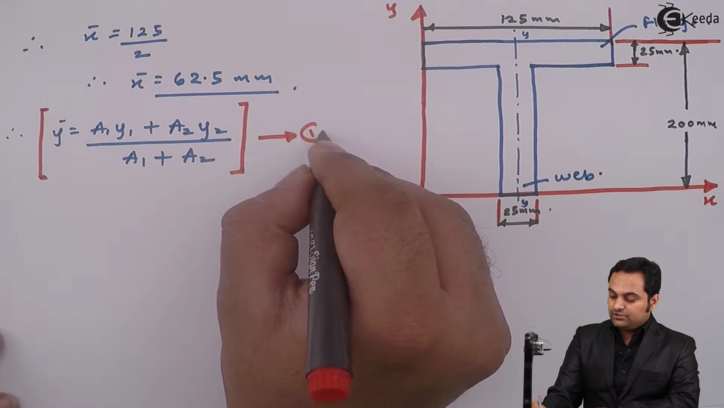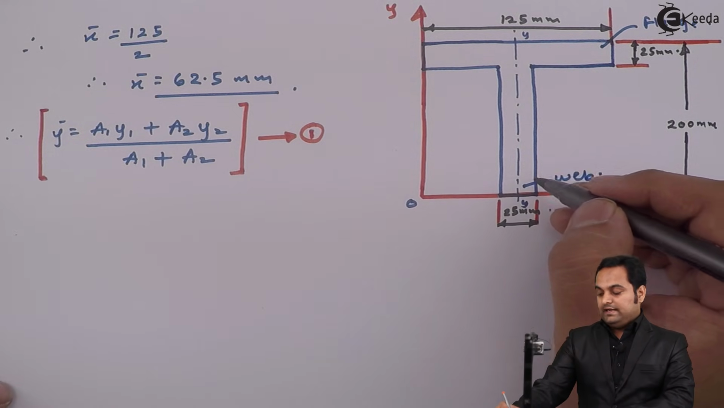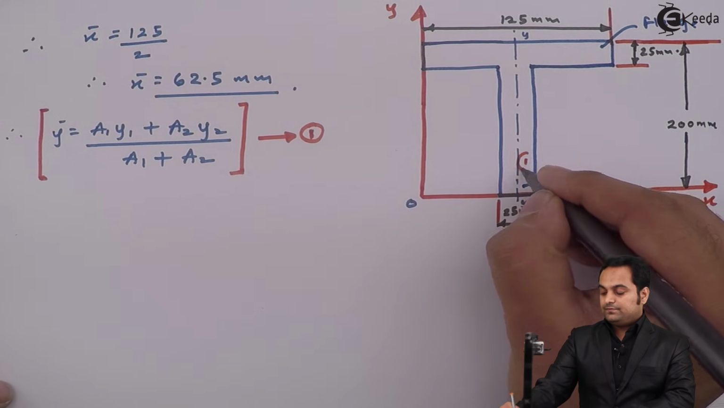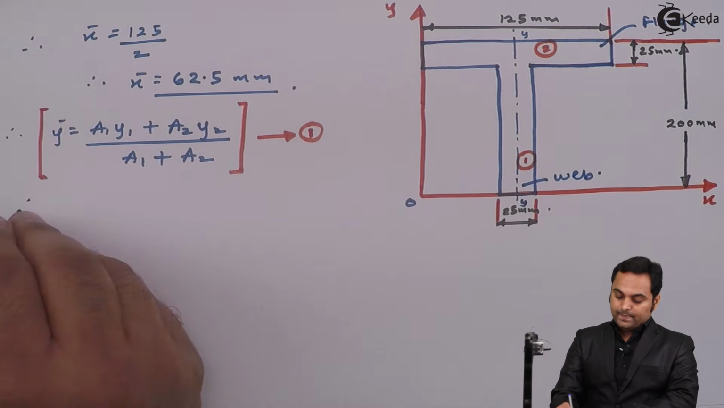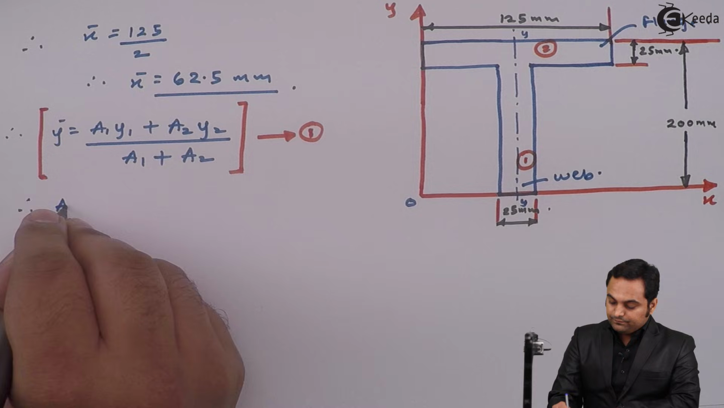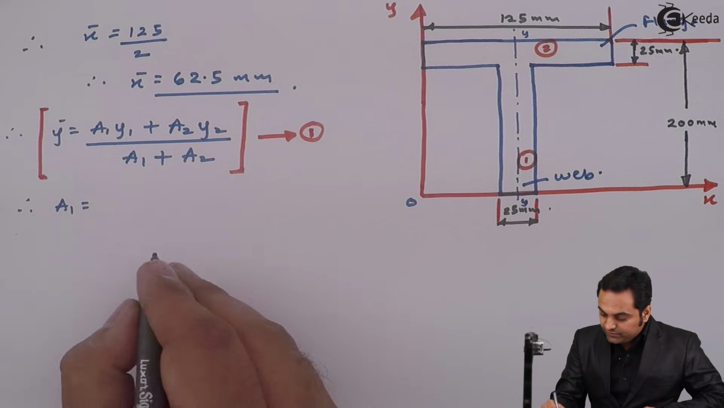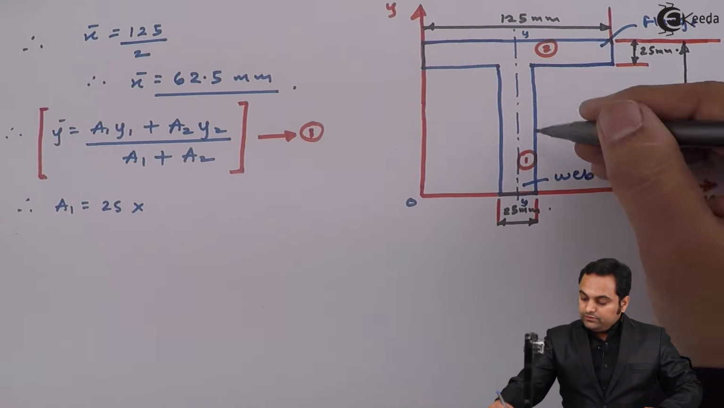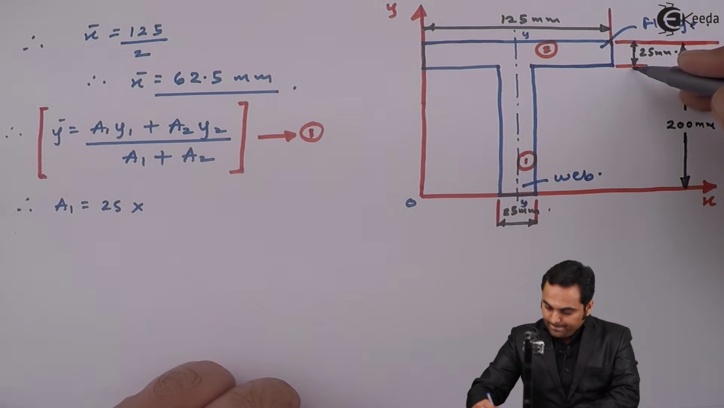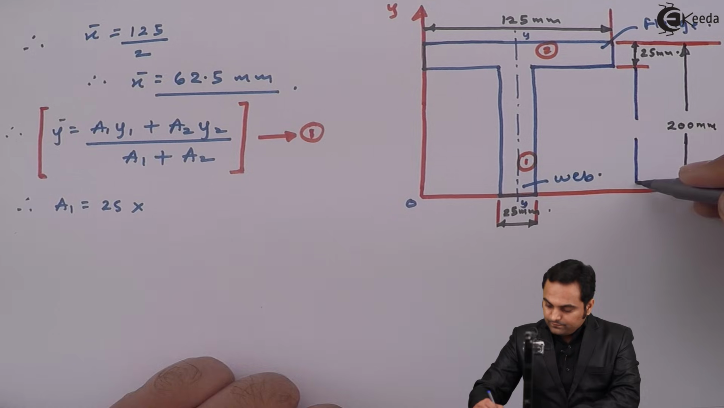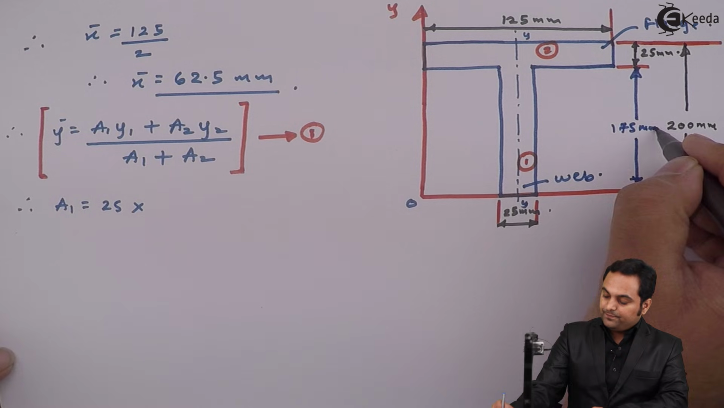Keeping this as equation 1. Now this web portion, I'll keep it as section 1 for us. Flange will be the second section. So area 1 will be, here the width is 25, so it is 25 into the depth of this web, which is 200 minus 25. This is the depth of the web, which is 175 mm.